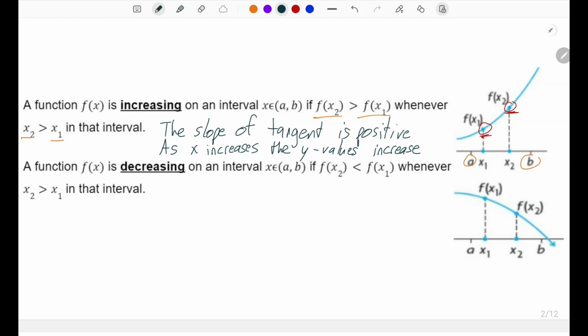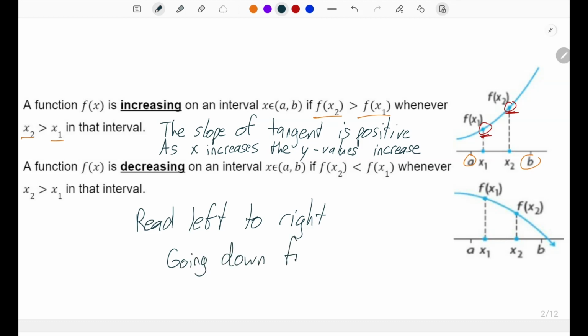All right. And basically the opposite is going to be a decreasing interval. So if a function is decreasing on an interval, it just means it's going downwards. And when we're talking about going downwards, going upwards, we're always reading left to right. So decreasing, going down from left to right.